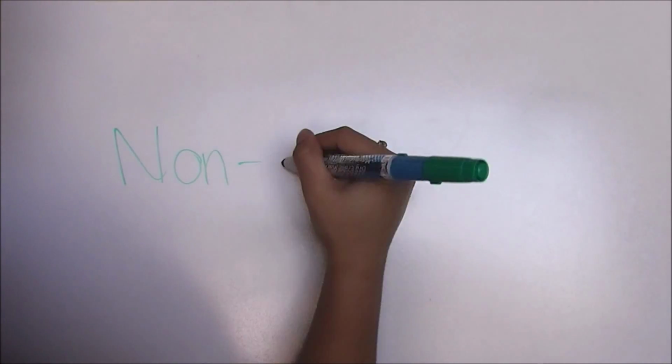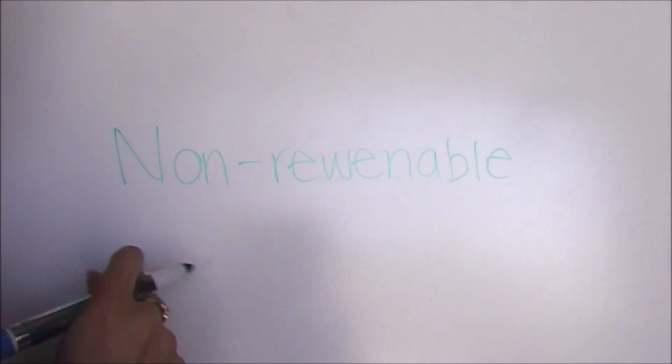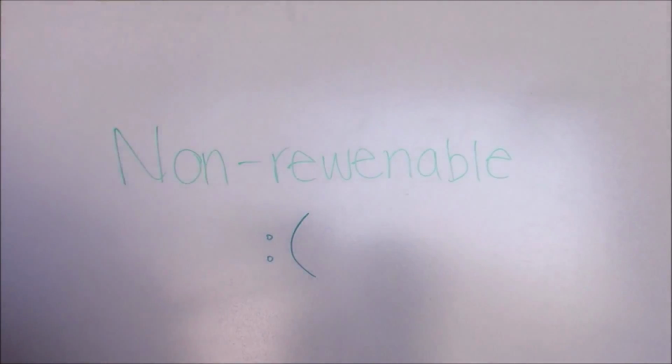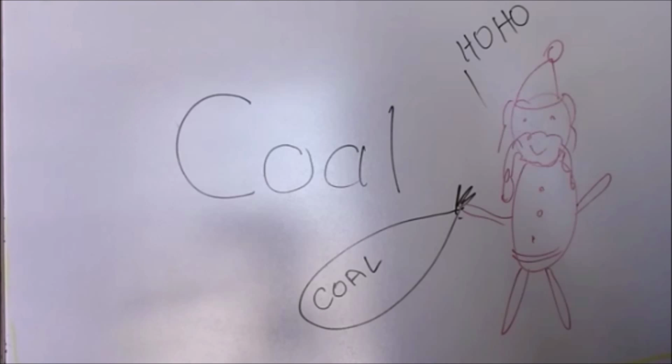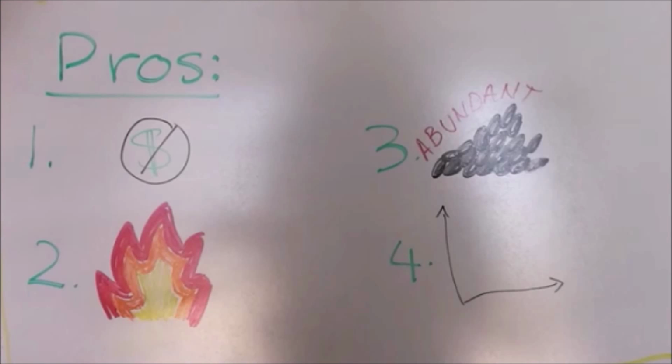So next up, we have non-renewable resources. Some examples of non-renewable resources are coal, fossil fuels, and nuclear energy. To start, let's name the pros of coal. Some pros are that coal is the cheapest energy source because of coal's stable price compared to the other fuel resources. It is easy to burn, produces high energy upon combustion, it is abundant, meaning that we have a lot of it, and it is a reliable energy source.